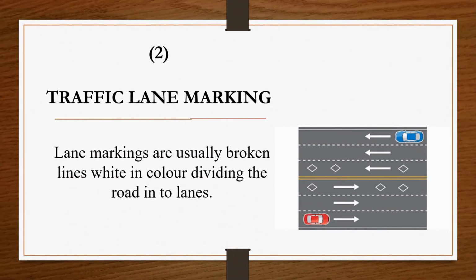In number 2, we have traffic lane marking. Students, kindly see the image given. You will get an idea how traffic lane markings look alike. Traffic lane markings are usually broken lines, white in color, dividing the roads into the lanes.